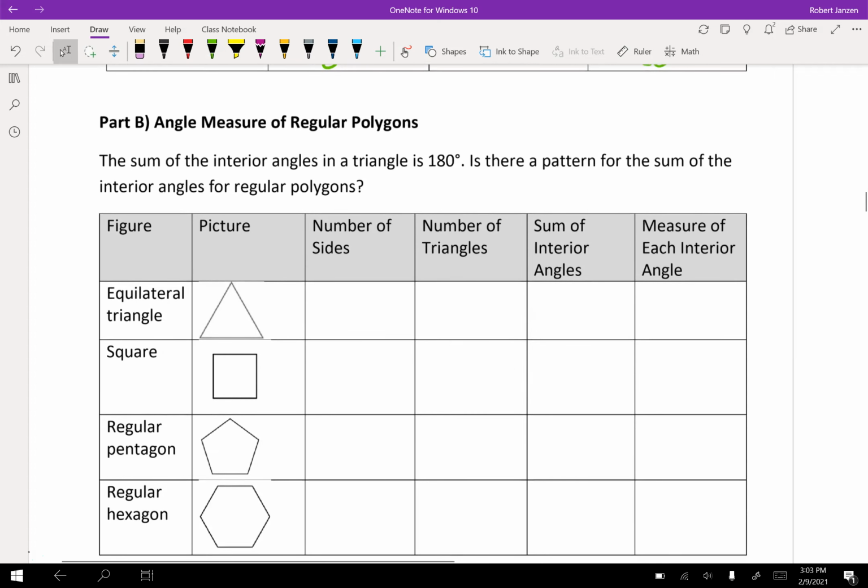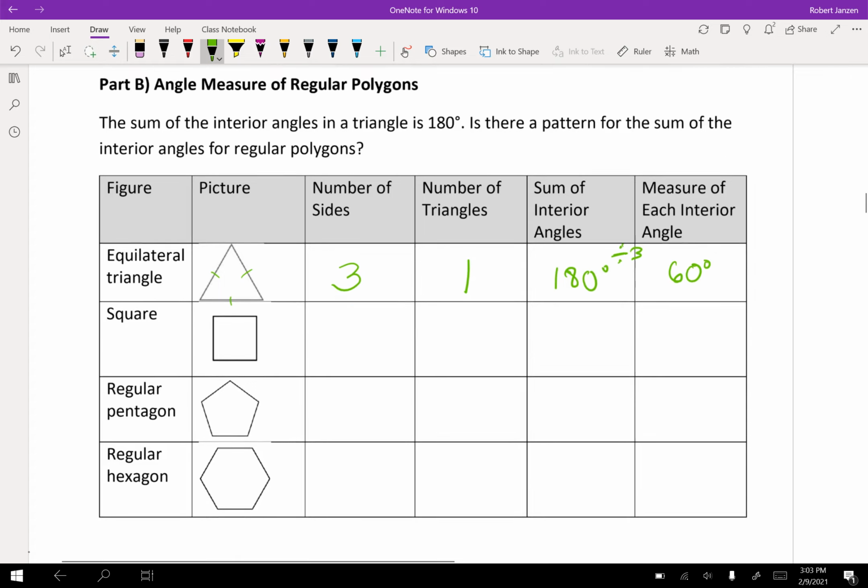Okay, so let's examine what we know then. If we know these are regular polygons, we're going to be able to know a lot about the measures and sides based on that. Okay, so in an equilateral triangle, equilateral meaning all sides are the same, we have 3 sides. There's just one triangle, obviously. The sum of the interior angles, well, in a triangle the angles always add up to 180 degrees, and since it's an equilateral triangle, I'm going to divide this by 3, and then each angle would be 60 degrees.